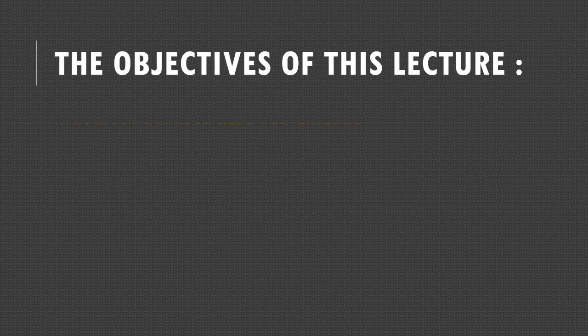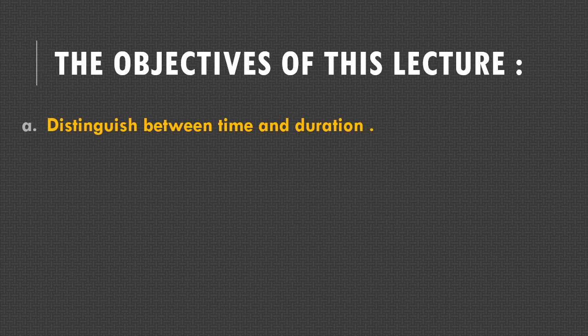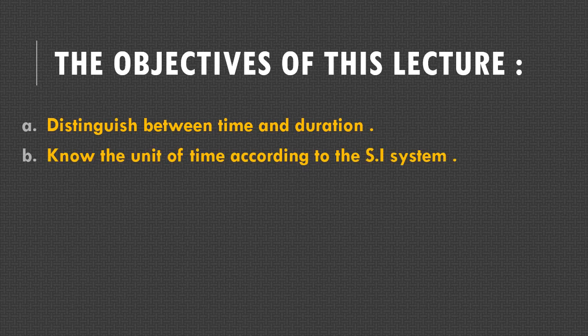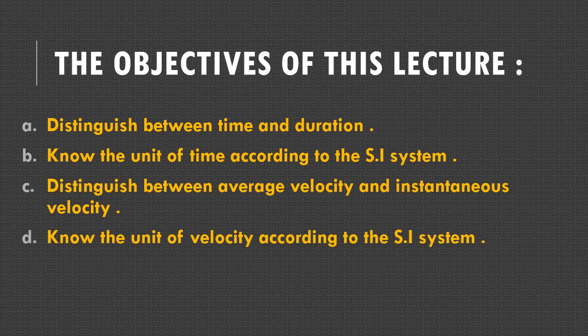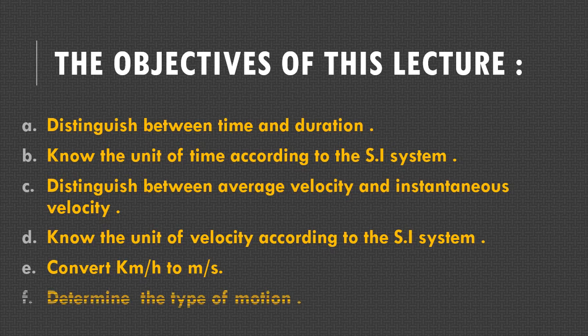The objectives of this lecture are to distinguish between time and duration. Then we must know the unit of time according to the SI system. Then we will distinguish between the average velocity and the instantaneous velocity, and we must know the unit of velocity according to the SI system. Finally, we will convert kilometer per hour to meter per second and determine the type of motion.